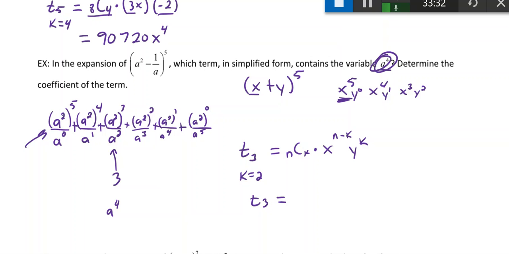and then our n value here was 5, C2 times, and then let's just get straight in our minds what our x and y are. Our x is a squared, right? That's our x in this case. So we're going to have a squared to the power of n minus k. So 5 minus 2, so the 3. And then y to the power of k, so y to the power of 2.